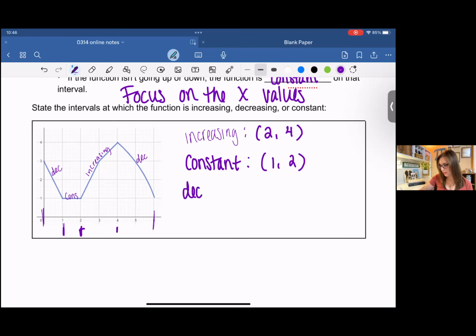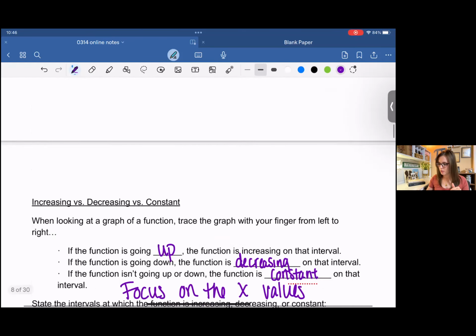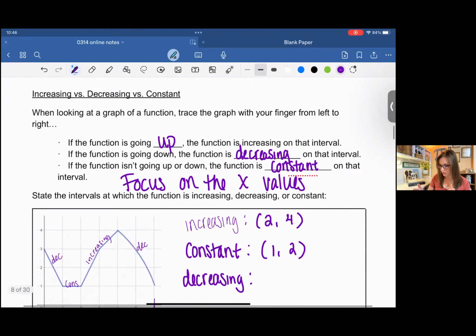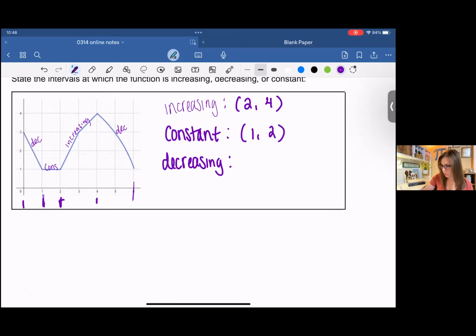And then it's decreasing. I believe this graph is finite, it stops. Like in the previous example where I had this one and it keeps going forever, this one stops. So it's decreasing from 0 to 1. And then there's another interval where it's decreasing. So I'm going to use the union to show that. And that is 4 to 6.